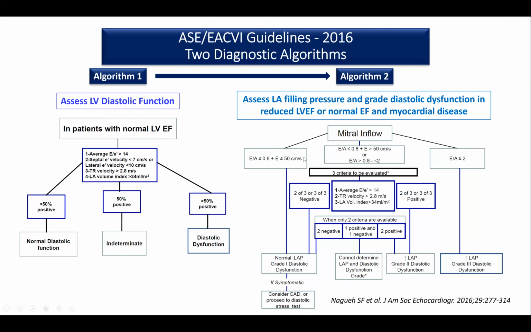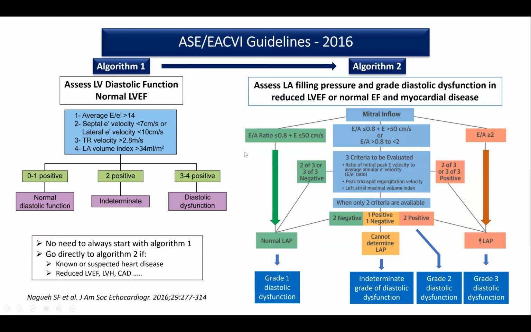But as you can see, it looks really dry and it's really difficult to decipher. I'm just gonna show you things a little bit more in color. Let's focus initially on assessing diastolic function in patients with normal ejection fraction. There are 4 parameters to look at, and I'm gonna detail them for you later. We look for average E/E', meaning the E over the average of the septal and lateral E'. Anything more than 14, remember this number, is abnormal.